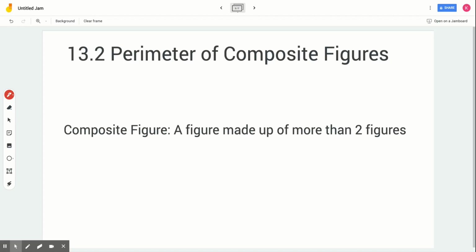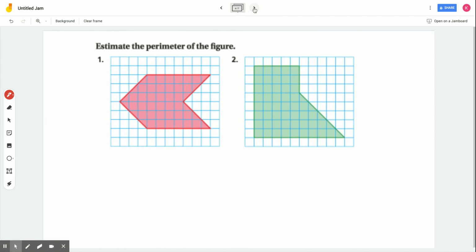Today we're going to be talking about lesson 13.2 on perimeter of composite figures. To begin with, a composite figure is a figure made up of two or more other figures. For instance, on these two, we're going to estimate the perimeter of the figure. Remember that the perimeter is the distance around the outside. We're going to start by looking at how far each side goes.